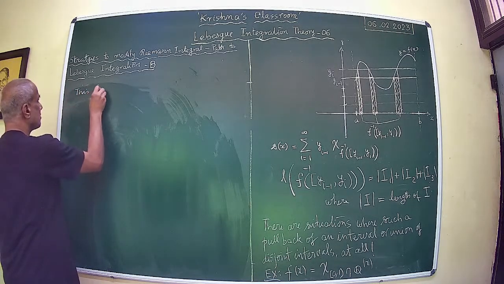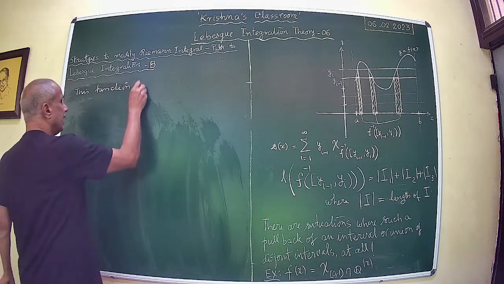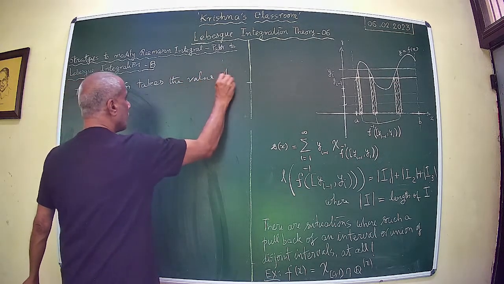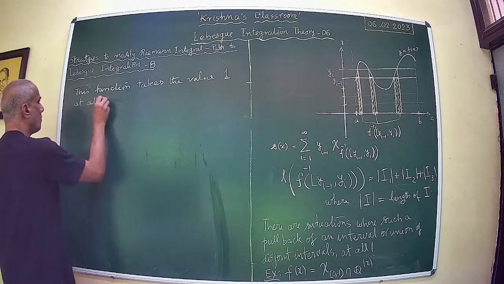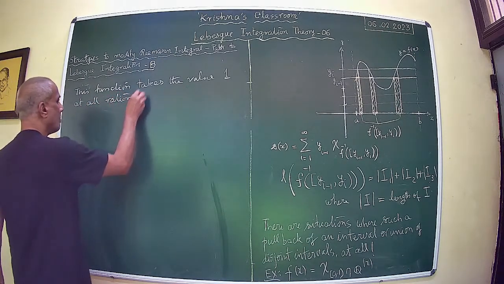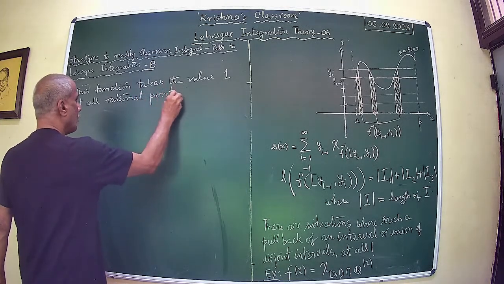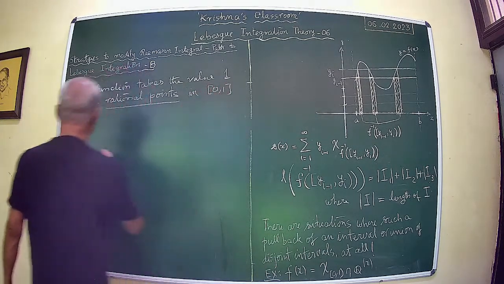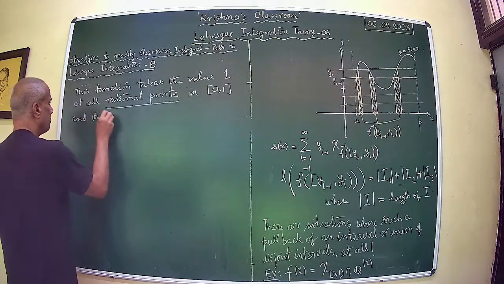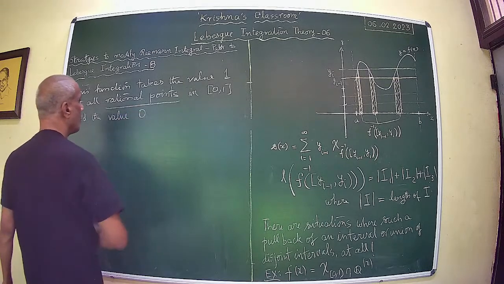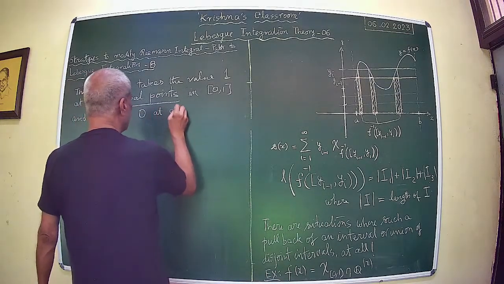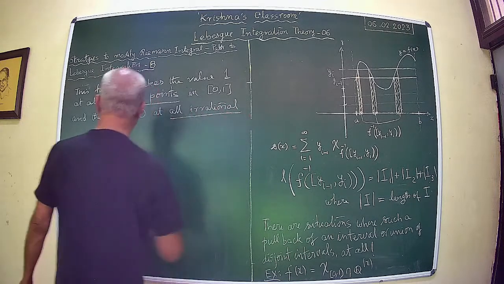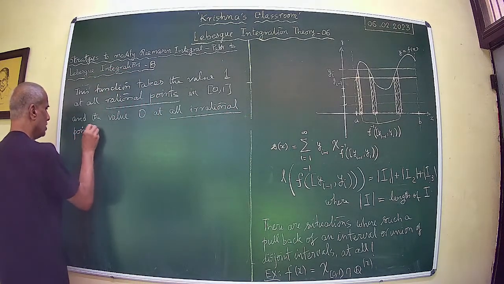This function takes the value 1 at all rational points in 0, 1, and the value 0 at all irrational points. This is the Dirichlet function.